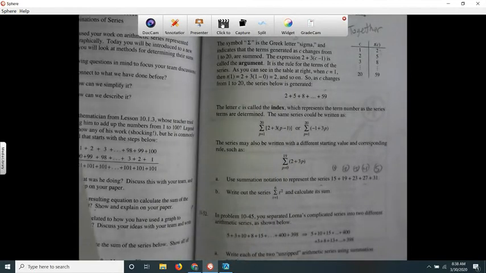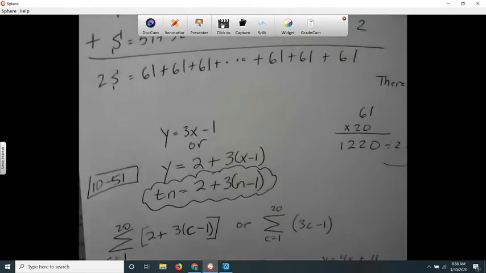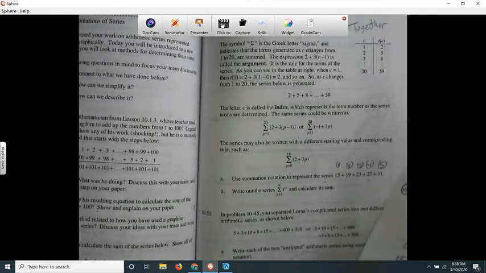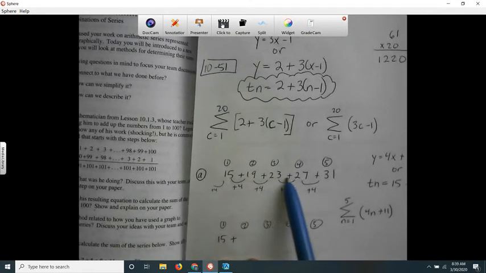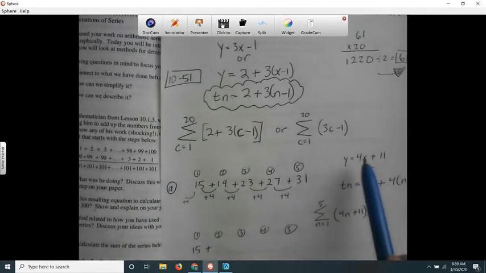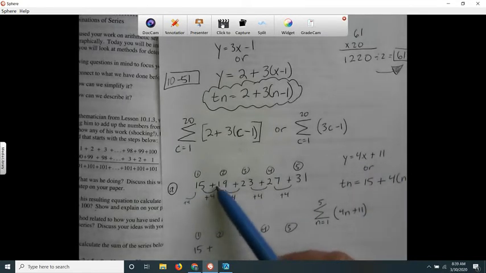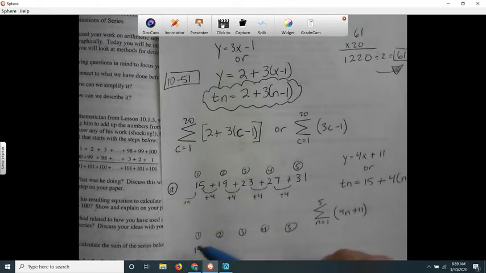So this is 1051, letter A. Okay, so there it is. So it's 15, 19, 23, 27, 31. So I just went ahead and got a y equals mx plus b for it. That's my favorite way. I see it's adding 4, so that's the slope. The y-intercept would be the 0th term, so 15 minus 4 gave me 11.